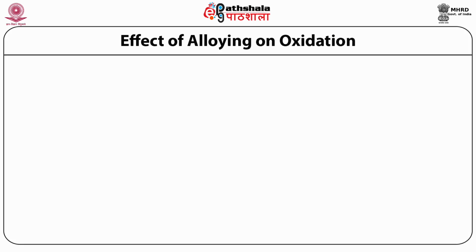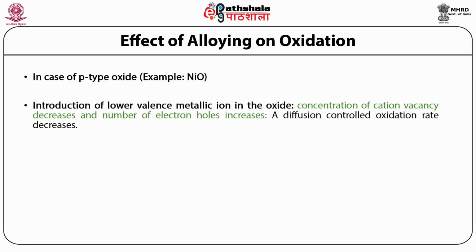Effect of alloying on oxidation. So students, let us now consider the case of p-type oxide, for example, nickel oxide. So introduction of lower valence metallic ion in the oxide, that is the concentration of cation vacancy decreases and number of electron holes increases, indicating a diffusion controlled oxidation rate decreases.